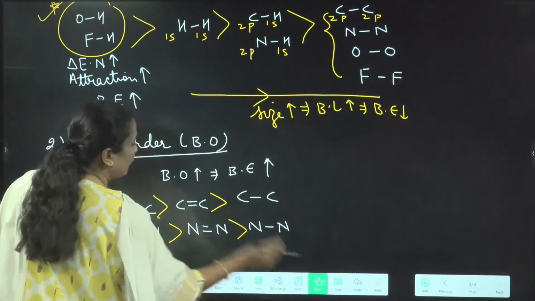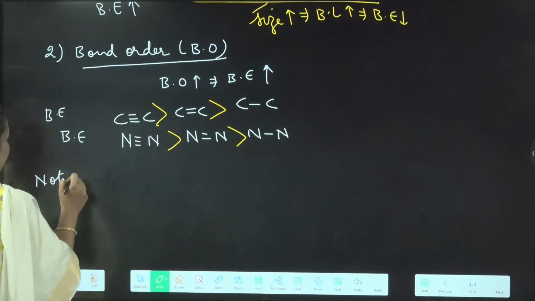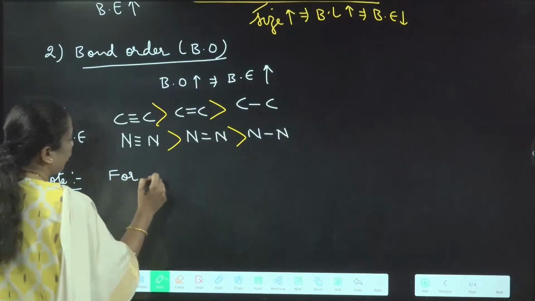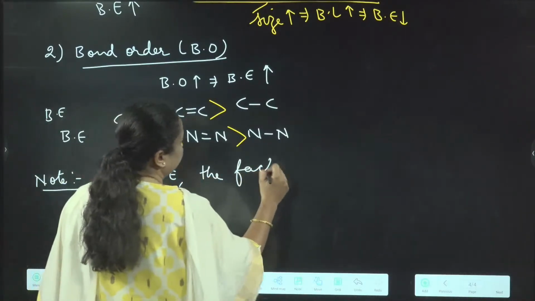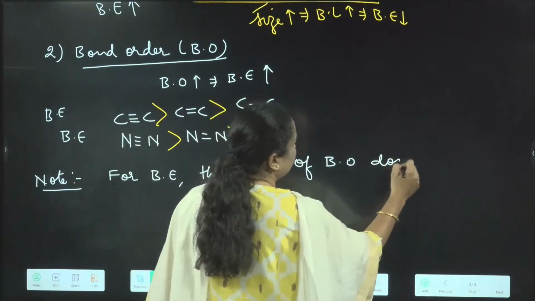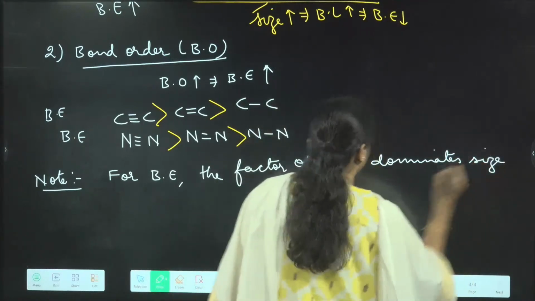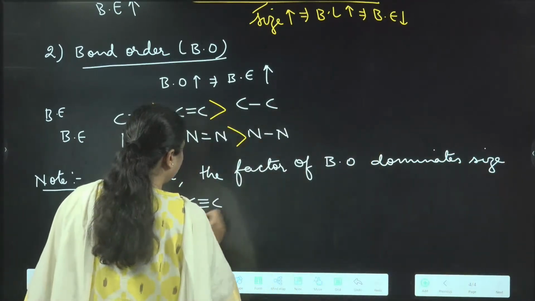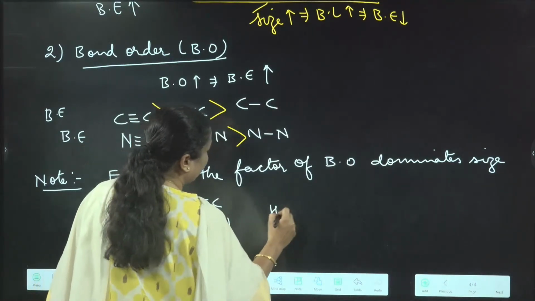Now there is one note which I am going to give you here, that we say for bond energy, the factor of bond order dominates size. That means suppose if I mention something like C triple bond C, N triple bond N, and O double bond O, and I have given you HH.